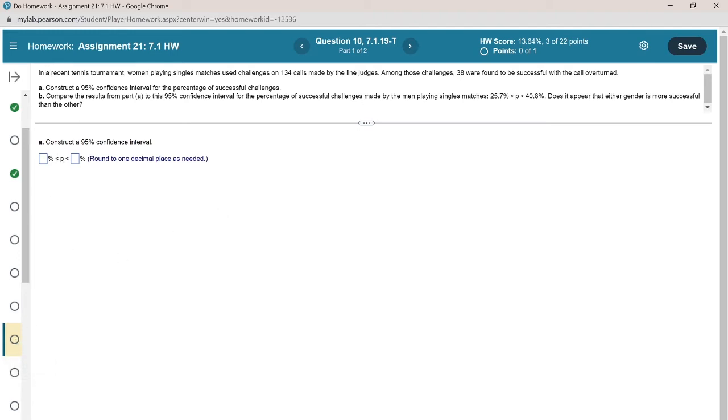Let's do this problem here. In a recent tennis tournament, women playing singles matches used challenges on 134 calls made by the line judges. Among those challenges, 38 were found to be successful with the call overturned. So construct a 95% confidence interval for the percentage of successful challenges.